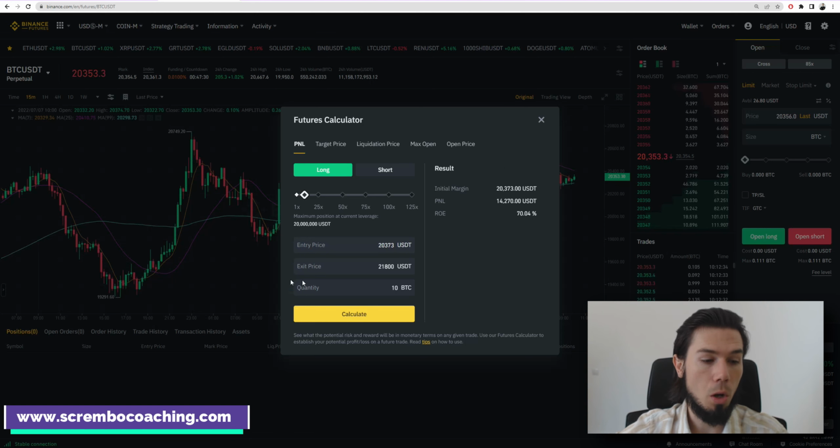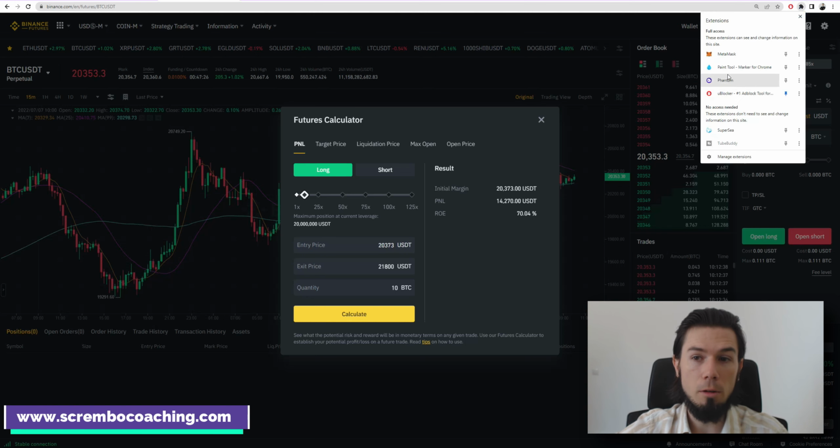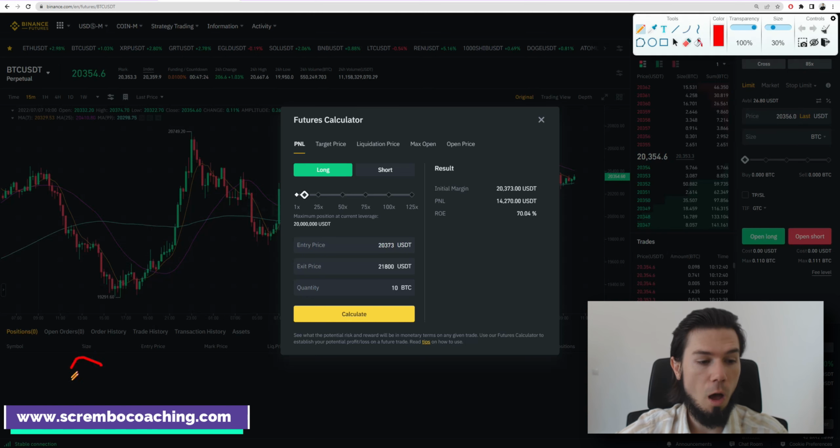And that's usually put into the quantity. That's also something you're going to see here when you have a trade opened. You'll see here in the size sector, 10 BTC. If you put 1 BTC with 10x leverage, it's going to be 1 multiplied by 10, which equals 10. Simple.